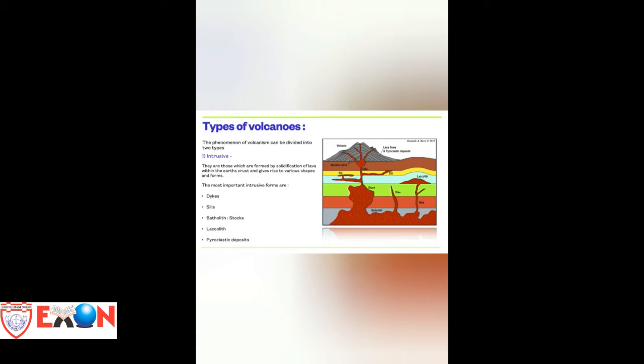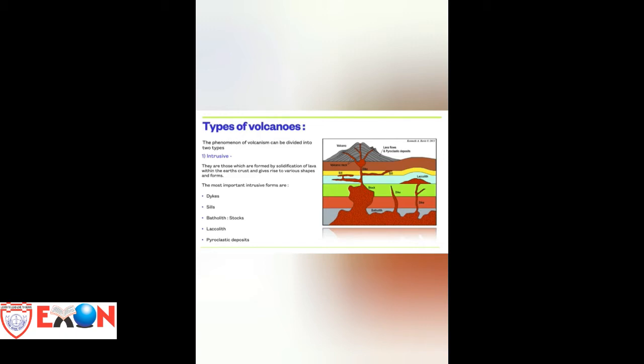The second one is sills. Sills form where the magma flows horizontally and gets accumulated between two layers of rocks and thus solidifies. You may look into the diagram and see how a sill takes its shape between the soft rocks.